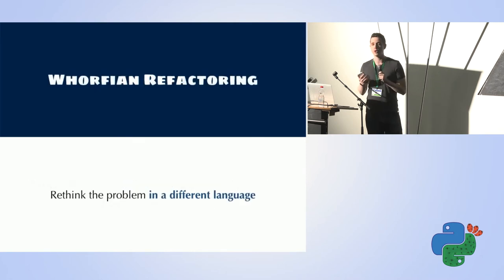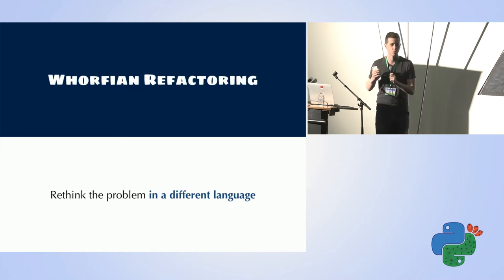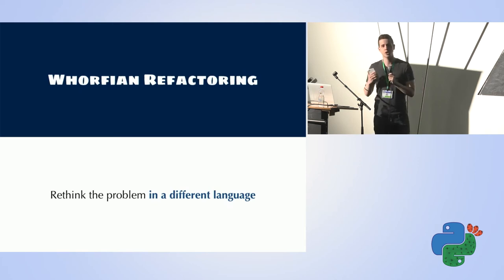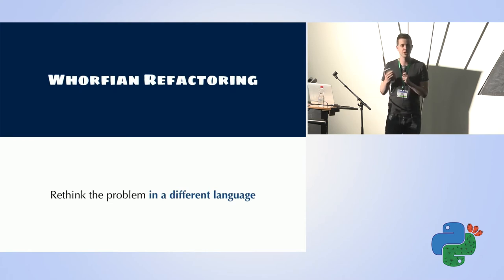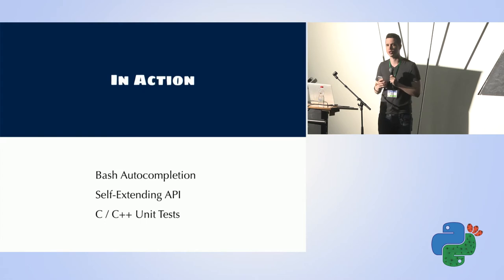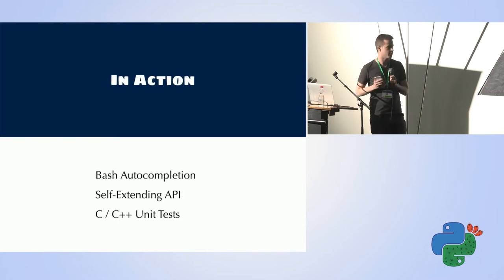That's why I'd like to offer a new term, Whorfian refactoring. That's the guy from the Sapir-Whorf hypothesis. And what this means is that whenever you have a problem and you're unsatisfied with the solution, you can use this to rethink the problem and come up with new, better alternatives. So I'd like to show you three examples of this in action, which is a bit too much for a 30-minute talk, but there will be links and follow-ups, and if you have any questions, please do catch me up later. But we are going to make it, right?